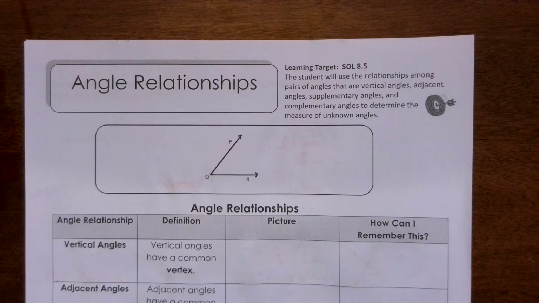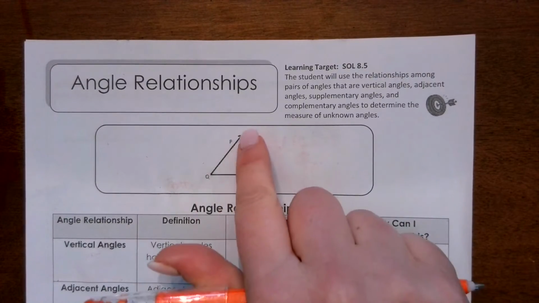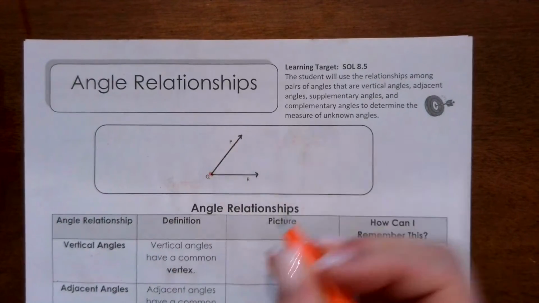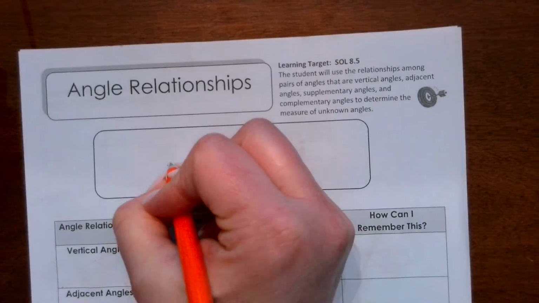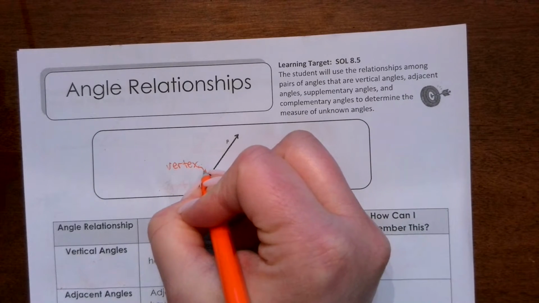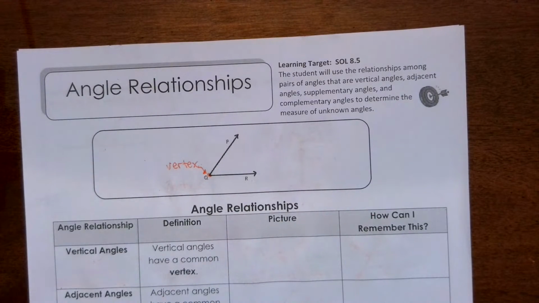So let's start with an angle. Here I have an angle. I've got two rays that meet at a common point. And this common point is called the vertex. Right there.